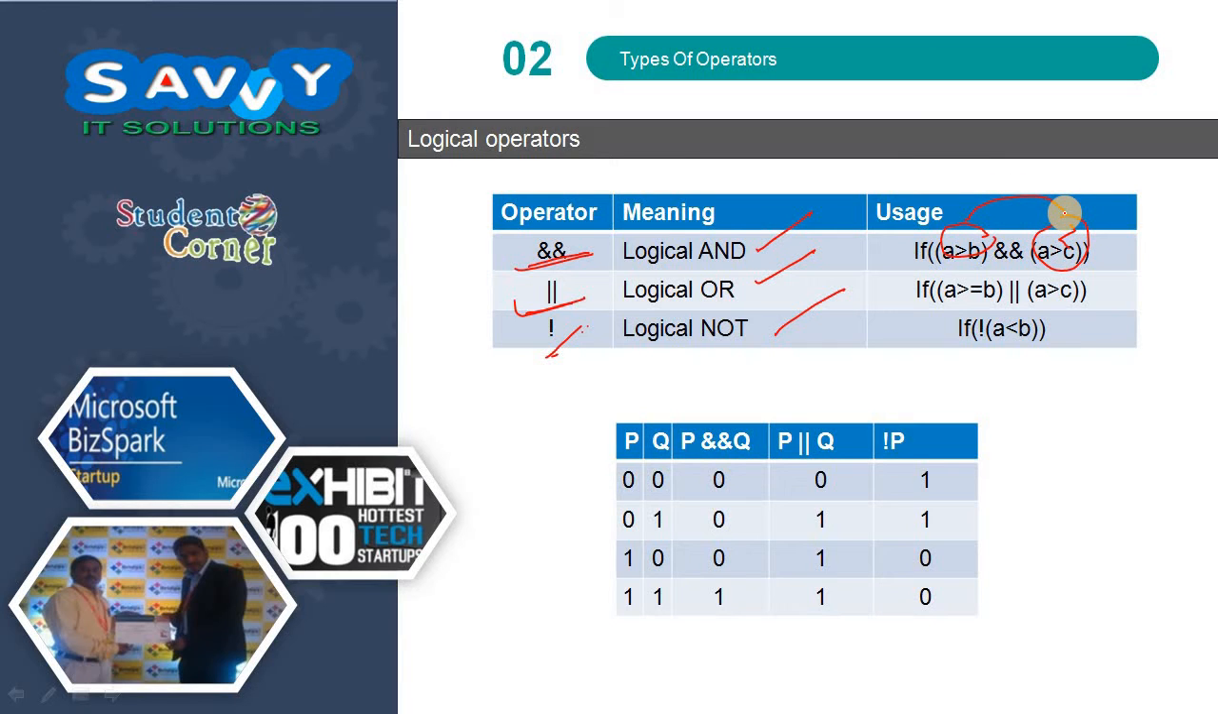Let us take P as one relation and Q as another relation. If we apply P logical AND Q, and both the relations are true, then it returns true. Logical OR, if any one of the conditions is true, then it is true, otherwise it is false. Logical NOT means true becomes false and false becomes true.